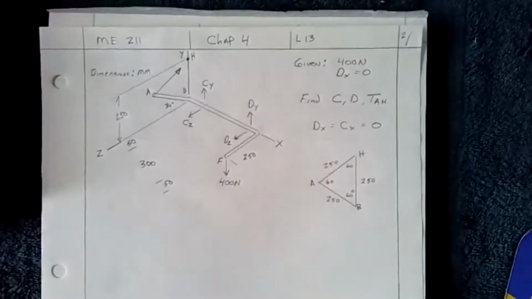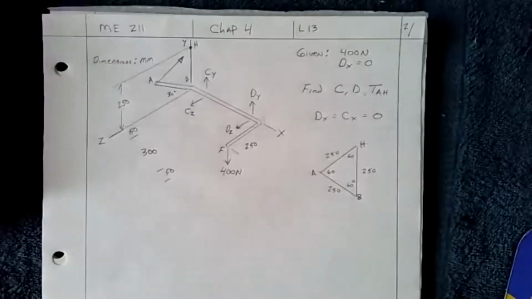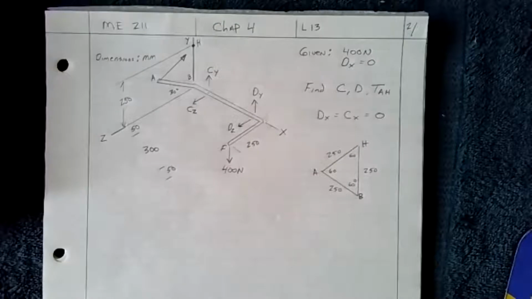So here we have our diagram, dimensions in millimeters. And here's my triangle. I've just drawn it so you can see where the dimensions came from. So Dx and Cx are 0. So I have my Cy and Cz, Dy and Dz, and my force F at 400, and so forth.